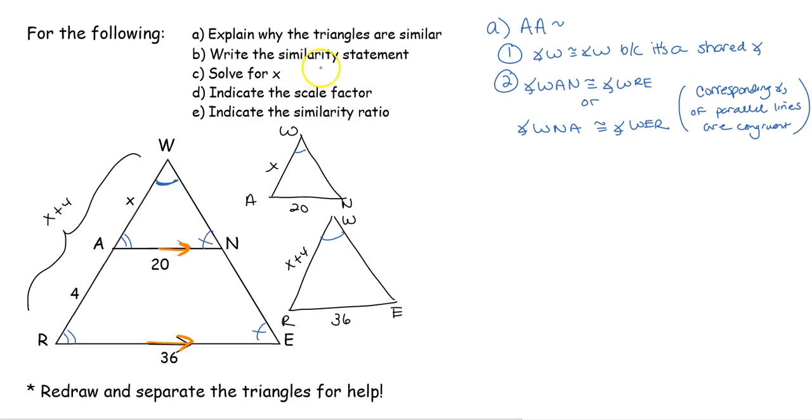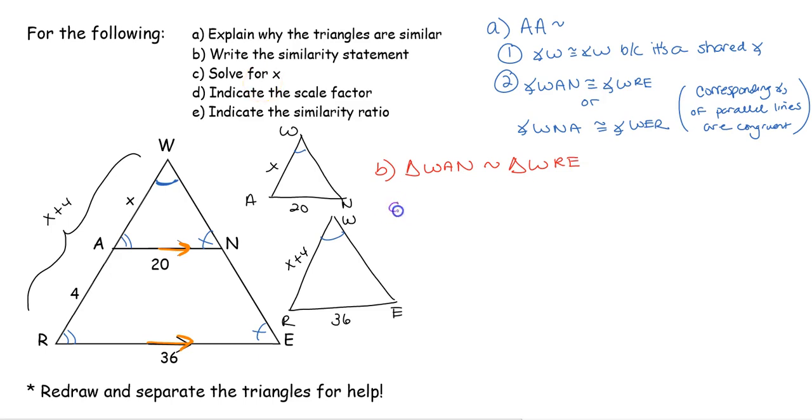All right, B, write a similarity statement. So how are they related to each other? In what order? So corresponding order, triangle WAN, top left right, is similar to triangle WRE.